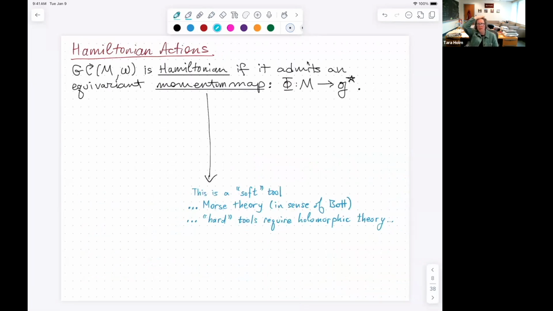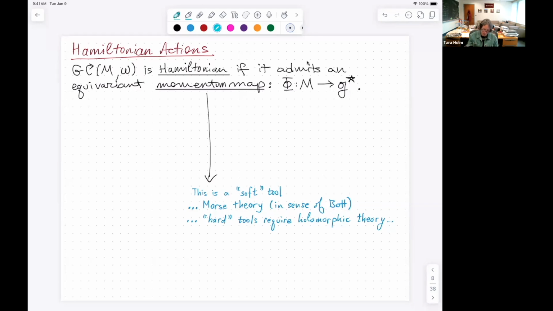Okay, so the corner of symplectic geometry that I work in is in the context of Hamiltonian actions. So we say an action is Hamiltonian if it admits an equivariant momentum map. A momentum map requires that the group action be generated by Hamiltonian vector fields, and that the Hamiltonian functions corresponding to the Hamiltonian vector fields fit together nicely.